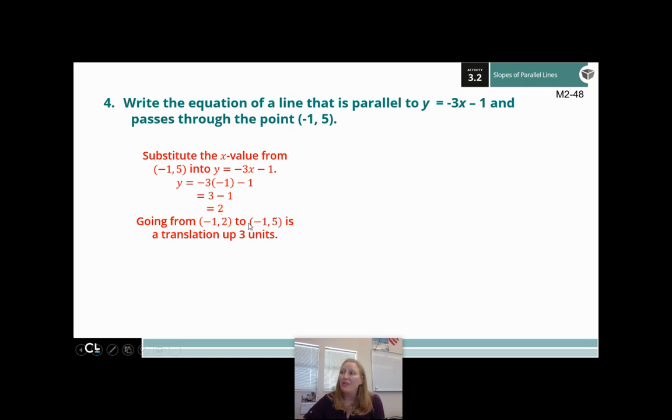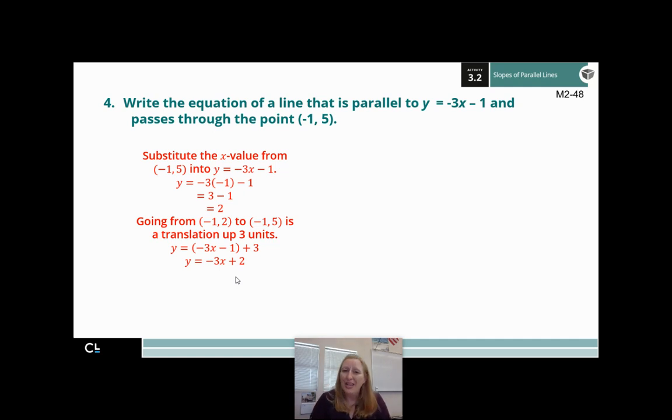But the new point on the parallel line is (-1, 5). So to get from 2 to 5, I have to translate up 3 units. So in order to do that, I took my function here, the original, -3x minus 1, and I just added 3. -1 plus 3 gives me a +2. So it looks like the equation of a line parallel to y equals -3x minus 1 that passes through the point (-1, 5) is y equals -3x plus 2.